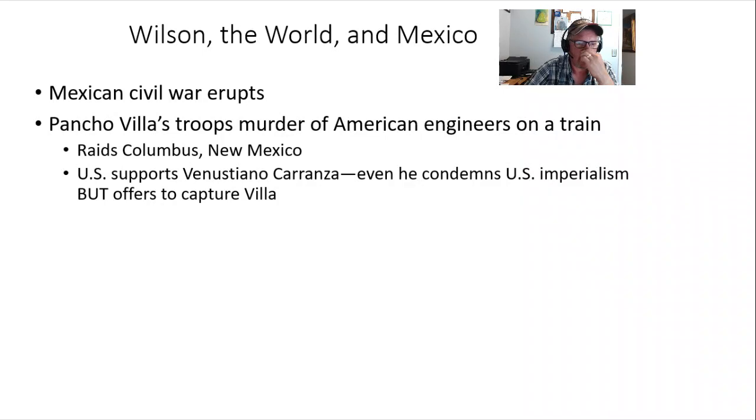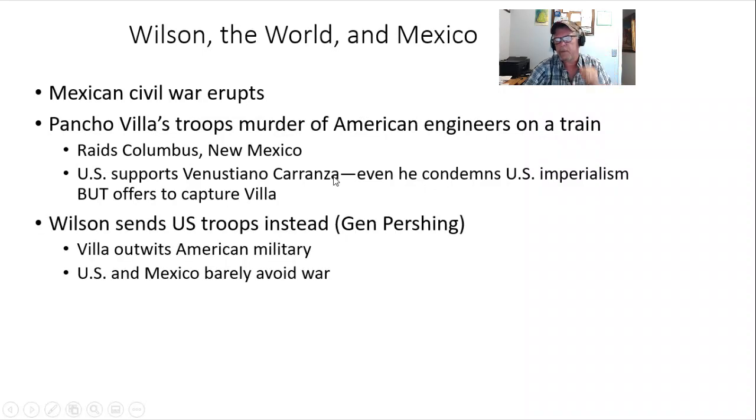But before that, we have a little civil war going on. Pancho Villa and his troops. Look at what they're doing. Murdering Americans. That's not going to go over very well, is it? The U.S. supports this guy, Carranza. And even he is not a fan of this Roosevelt Corollary, but he offers to help the U.S. and try to capture Pancho Villa.